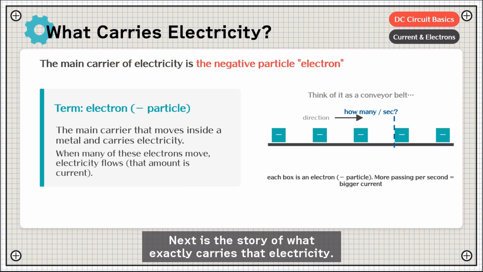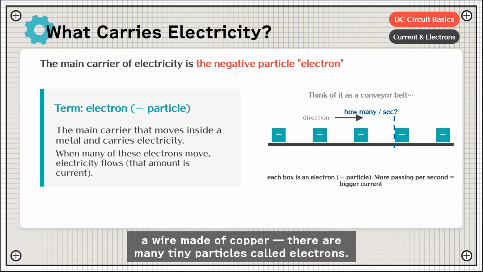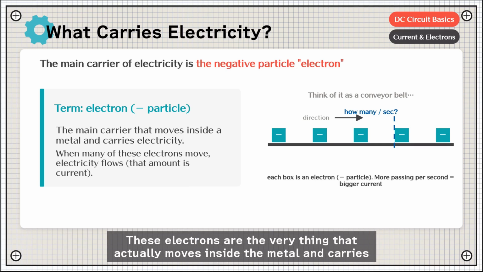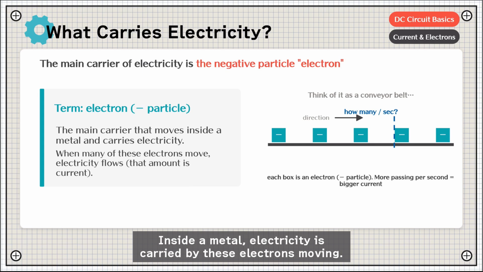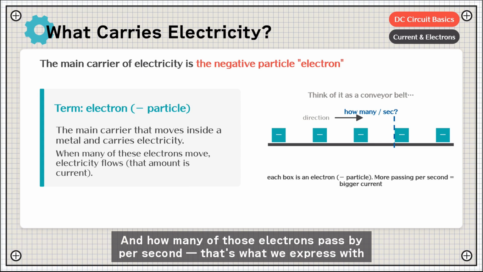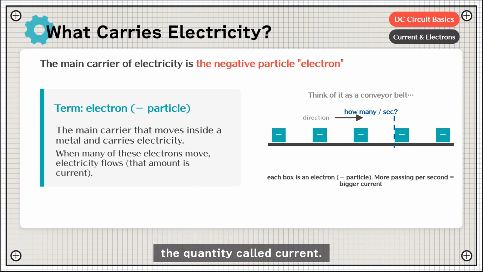Next is the story of what exactly carries that electricity. Inside a metal, say a wire made of copper, there are many tiny particles called electrons. These electrons are the very thing that actually moves inside the metal and carries electricity. Remember the electron as a particle with negative electricity. Inside a metal, electricity is carried by these electrons moving. And how many of those electrons pass by per second? That's what we express with the quantity called current.